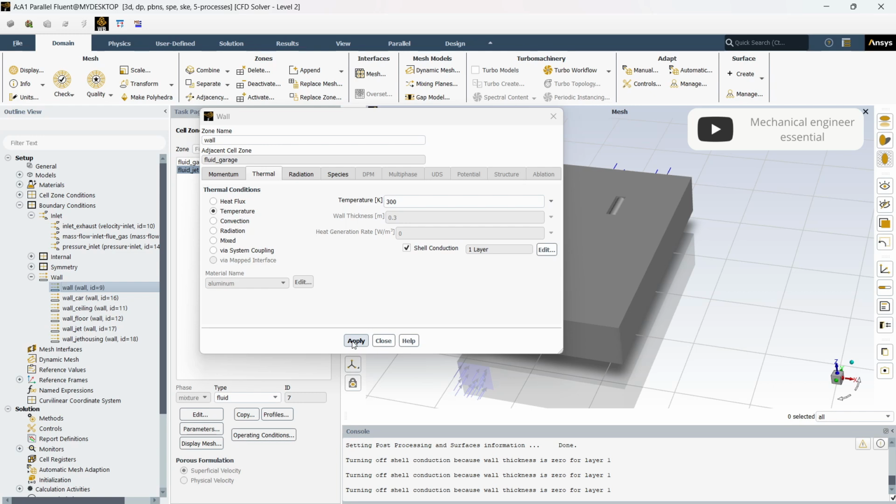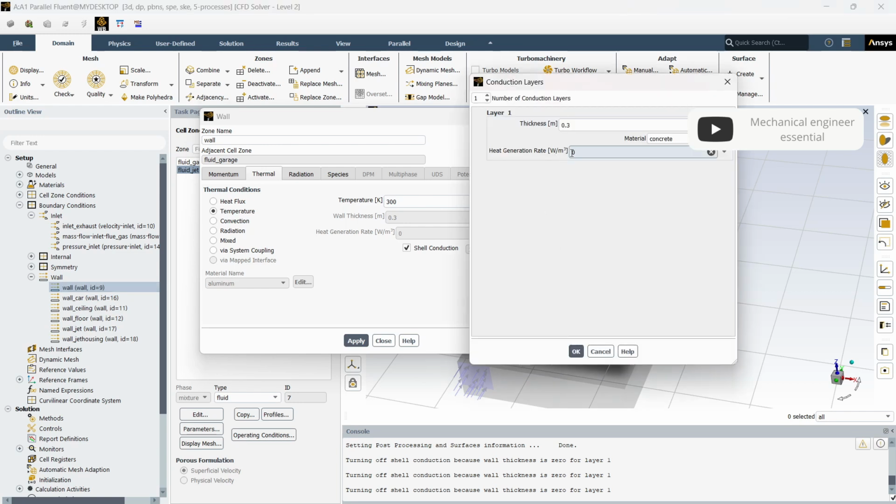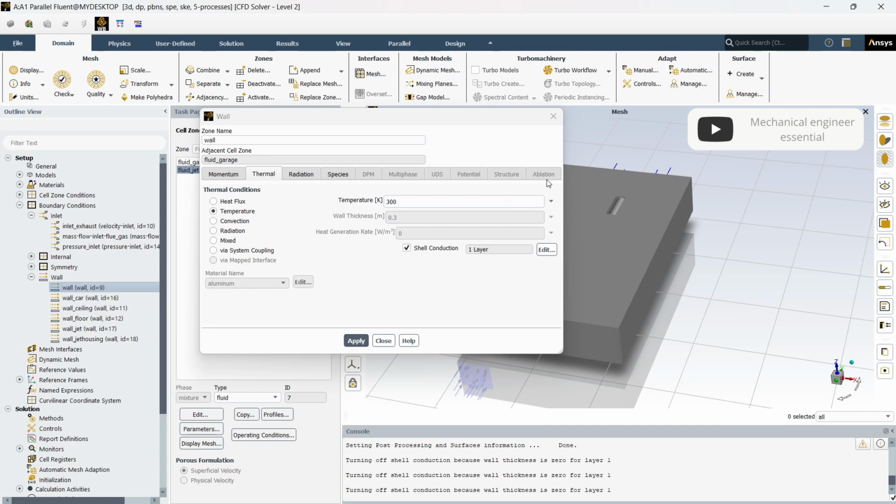Finally, we set the heat generation rate to 0. This parameter is used only if the wall itself is internally generating heat, such as in electronic components, heaters, or exothermic chemical reactions. Since our wall is passive and not a source of internal heat, we leave it at 0. This boundary setup accurately defines the thermal behavior of the wall and ensures proper interaction with radiation, conduction, and the ambient temperature. It's an important step for simulating how the system loses or gains heat through its solid boundaries.